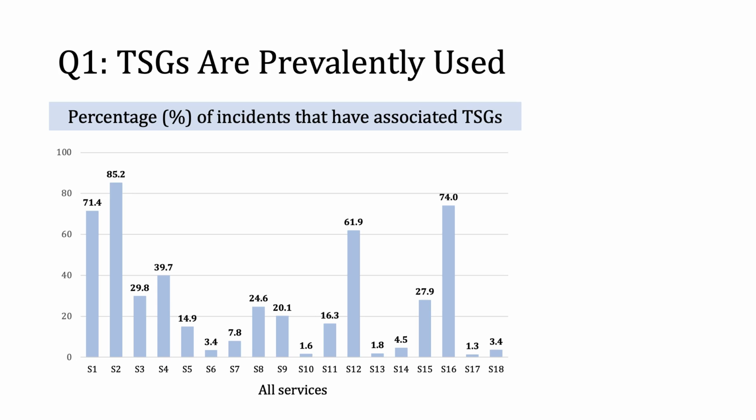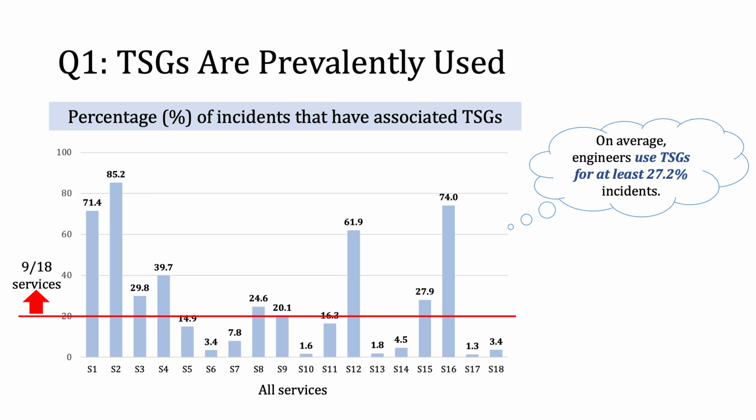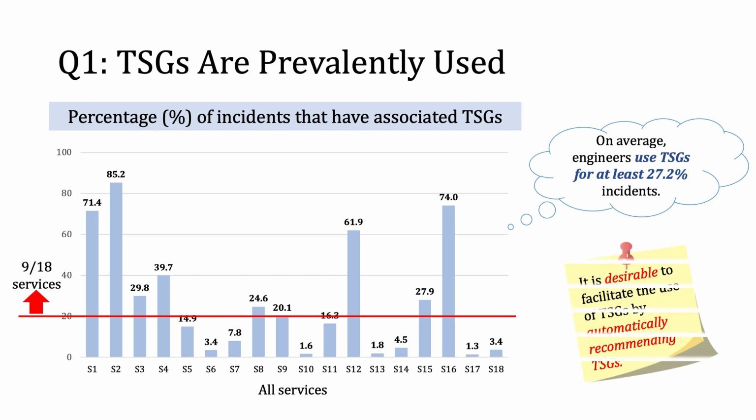According to our dataset, TSGs are prevalently used by engineers. Particularly, about half of the studied incidents have associated TSGs. On average, engineers use TSGs for at least 27% of incidents. Therefore, it's desirable to facilitate the use of TSGs by automatically recommending them.